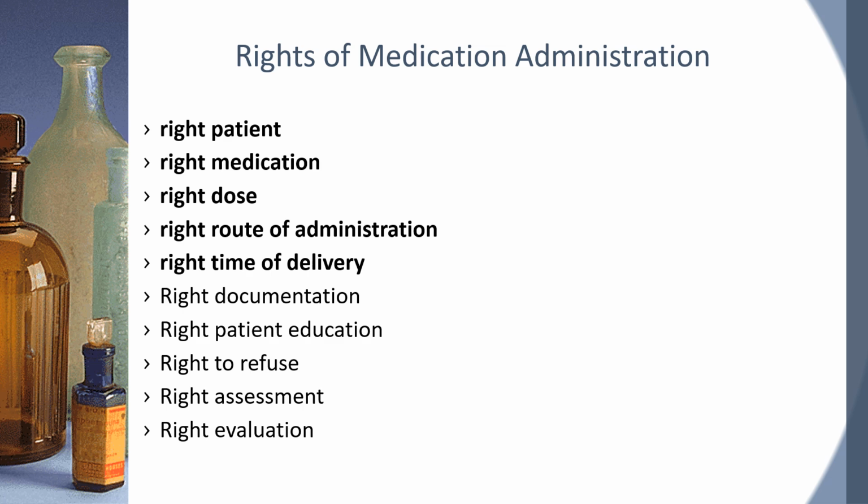So we've always had, for a very, very long time, the 5 or 6 rights of medication administration, and they're listed. I actually did 5 here, but the 6th one. So the first ones are make sure you have the right patient, the right medication, the right dose, the right route of administration, the right time, and the right documentation. Recently, they've added a few more in the textbooks. The ones that were added were right patient education, their right to refuse, the right assessment on them, and the right evaluation.